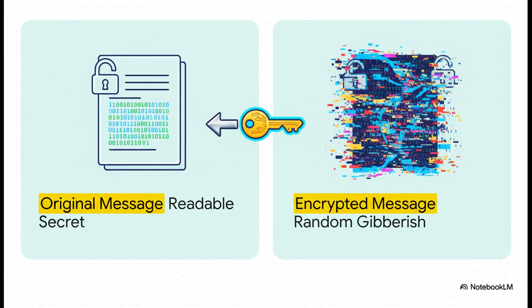But here's the magic part. If you do have the key, you just run the exact same process again, and it unscrambles it perfectly, giving you the original message back. This is one of the basic building blocks of modern encryption.